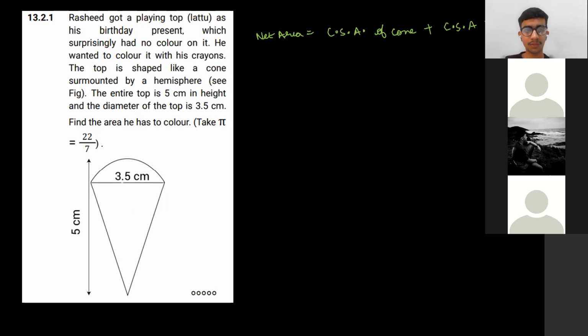Now for the cone, it is given that the diameter is 3.5. So for the cone, what will the radius be? 3.5 by 2. Aditya, your dimension is incorrect. Centimeter cube is for volume. We have to calculate the area. So radius is 3.5 by 2 centimeters. What will be the height of the cone? That's a good question.